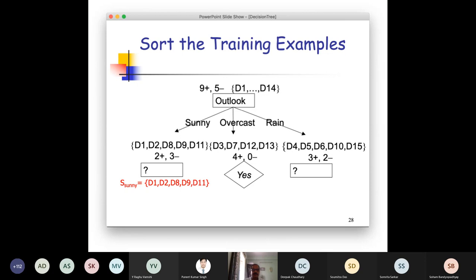Anyone? What is the entropy of S sunny? This set? Minus 2 by 5 log 2 by 5 minus 3 by 5 log 3 by 5. Exactly. You are right. Fine, so that is the entropy.